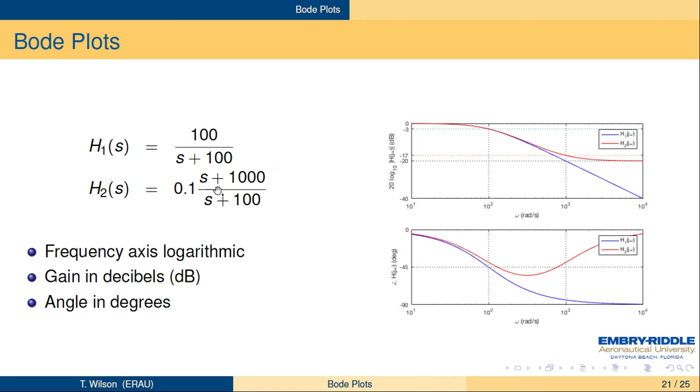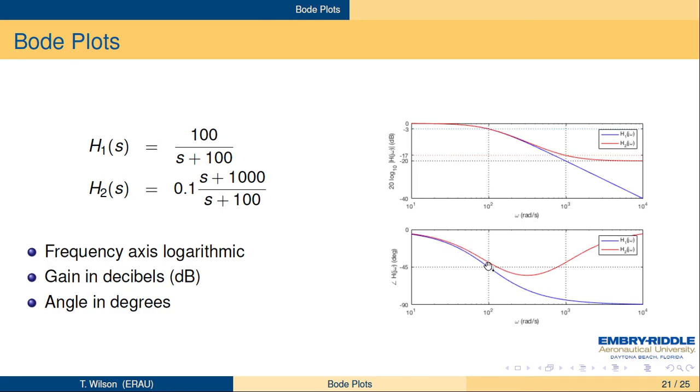In the second curve, we see the high frequency gain of 0.1 showing up as a high frequency gain of minus 20 dB, an attenuation of 20 dB. And we see that at zero frequency, where the frequency was 1,000, it's 3 dB higher than the high frequency asymptote there.